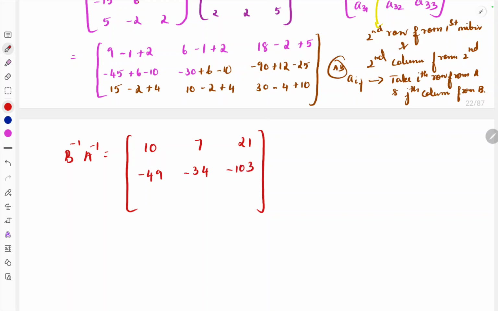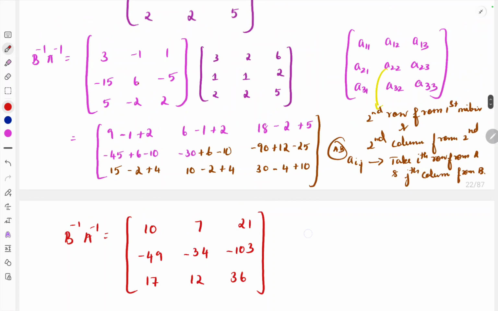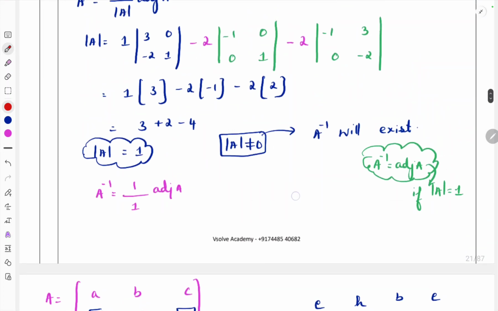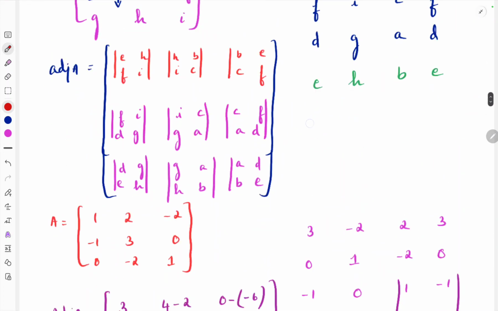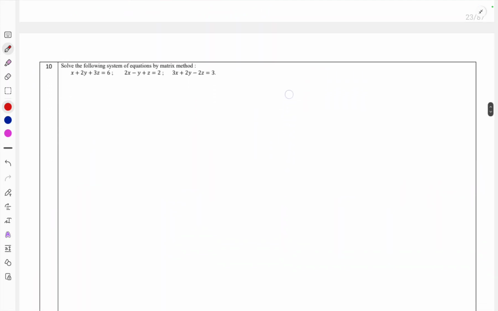And 15 plus 4, minus 2 plus 4, it is 2. So 15 plus 2, it is 17. So 10 plus 4, it is 14. So 14 minus 2, it is 12. 30 plus 10, 40. So 40 minus 4, it is 36. So this will be the final answer for this AB the whole inverse. Now we have done this question number 9. So now we can start the question number 10.